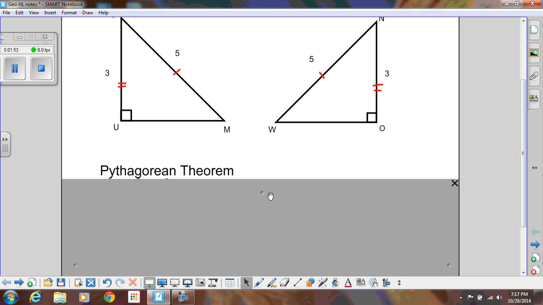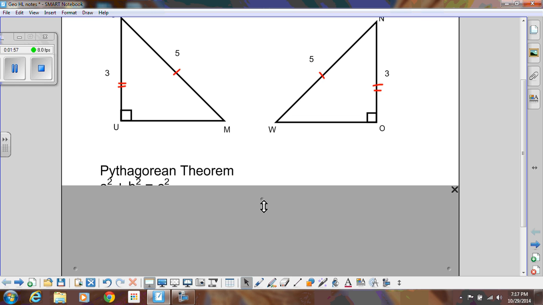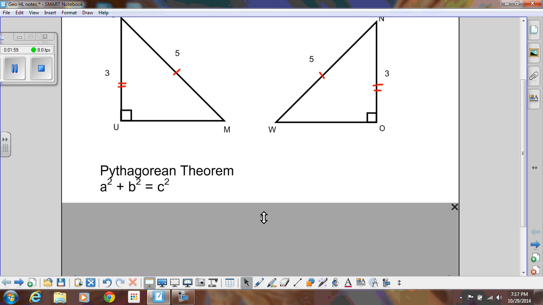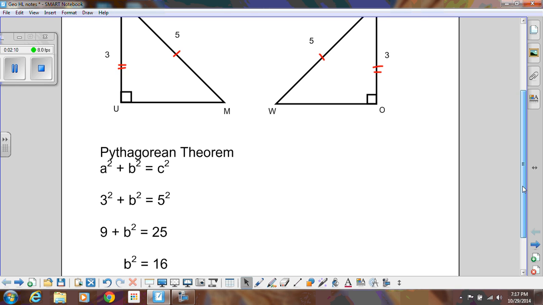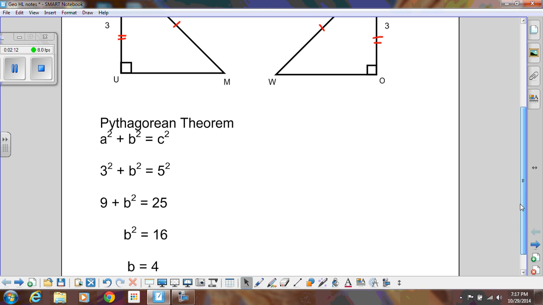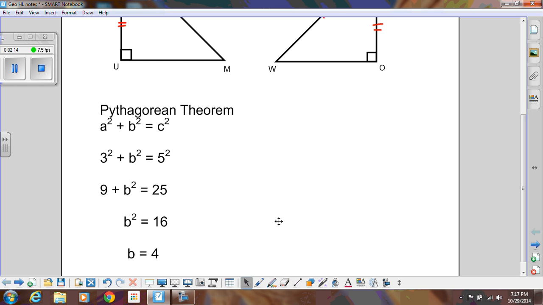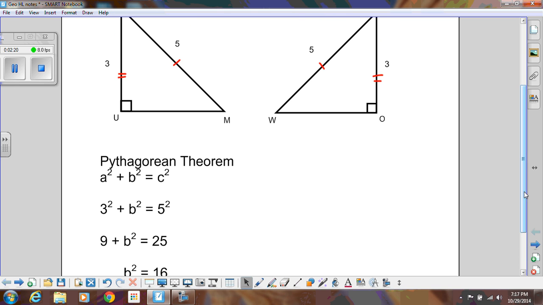That's what is different about a right triangle than all the other triangles, is we can use the Pythagorean theorem. Remember, that's a squared plus b squared equals c squared. So if I do that, then I've got 3 squared plus b squared equals 5 squared, which is 9 plus b squared equals 25. And then I just subtract that 9 on both sides, and I get b squared equals 16. And then take the square root on both sides, and b equals 4. So I would get b equals 4 right here for side UM.